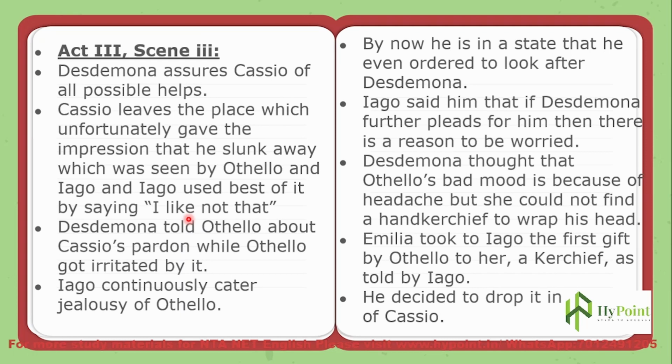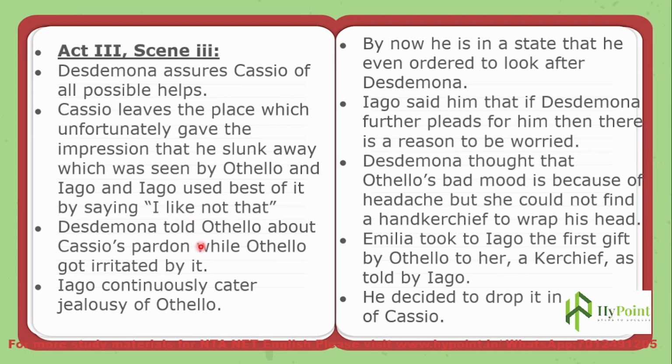Okay, so Othello was not actually thinking anything, but Iago used that situation at best. In a loud voice, sufficient to be heard by Othello, he said, "I like not that." And it actually triggered jealousy and suspicion in his mind against Desdemona and Cassio. And Desdemona was waiting for Othello.